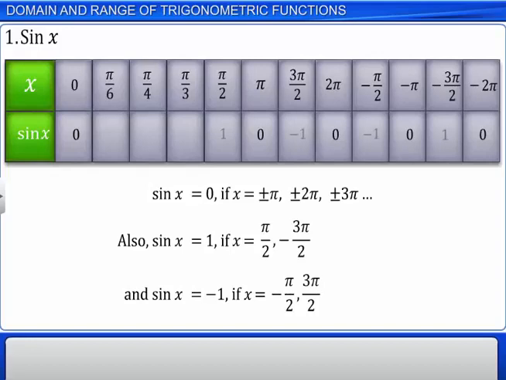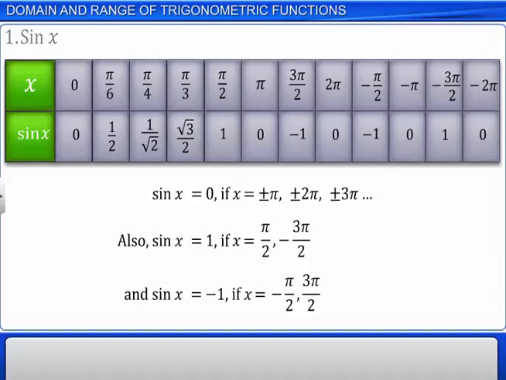Therefore, sin x is equal to 1 when x is equal to pi by 2 and minus 3 pi by 2. It is minus 1 when x is equal to minus pi by 2 and 3 pi by 2. Sin pi by 6 is half. Sin pi by 4 is 1 by root 2. And sin pi by 3 is root 3 by 2.